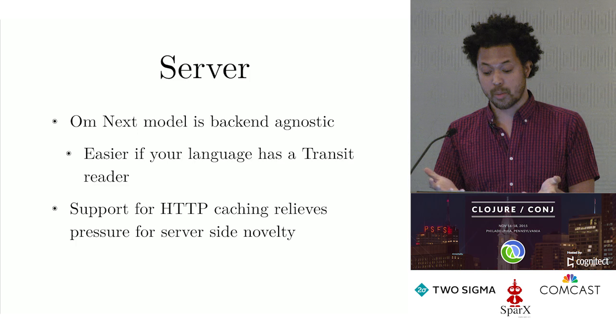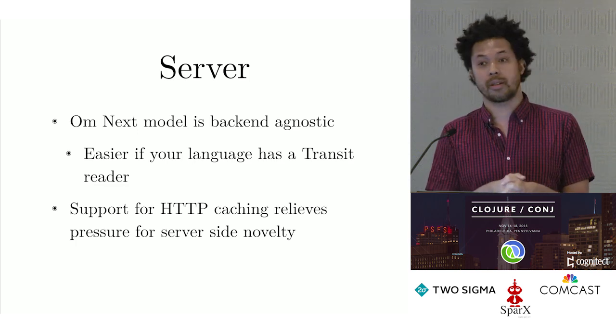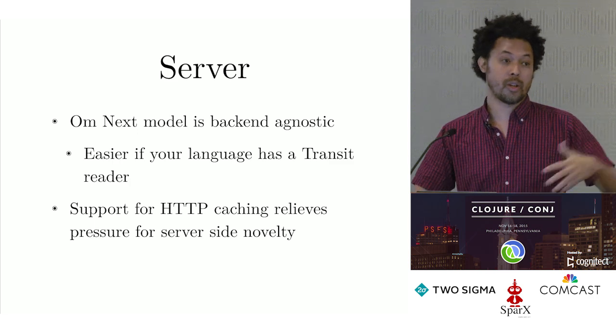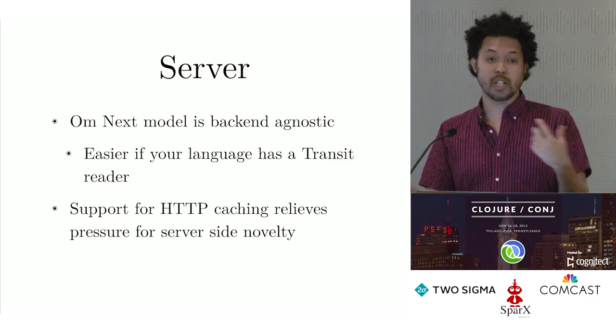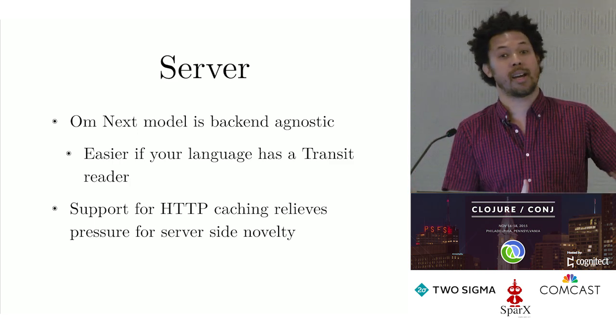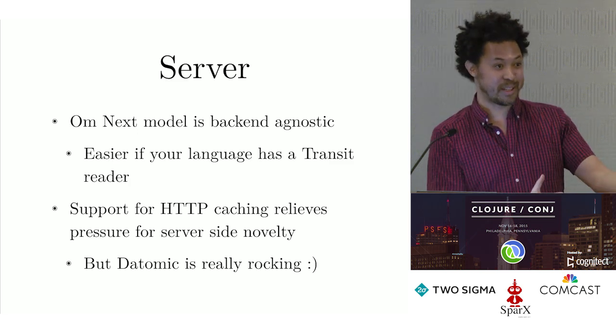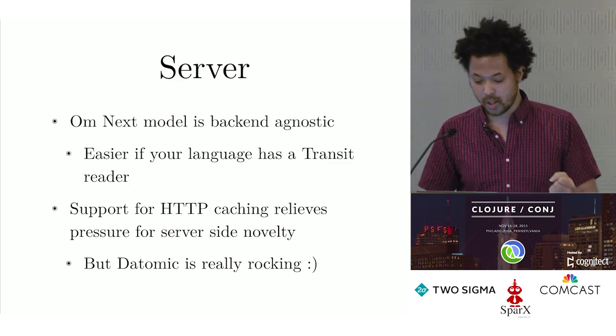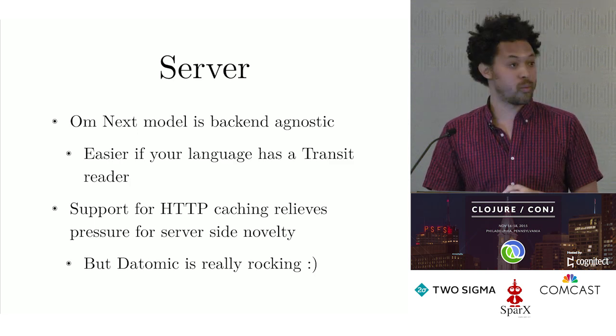What's nice is that supporting HTTP caching relieves pressure for server-side novelty. So you may have an existing system that you will use with Clojure, and you really like the ideas behind OhmNext. HTTP caching will allow you to transition over time to a database that's better suited for this model of programming. So when you get there, you'll be able to swap into Datomic, and it won't really be a problem.